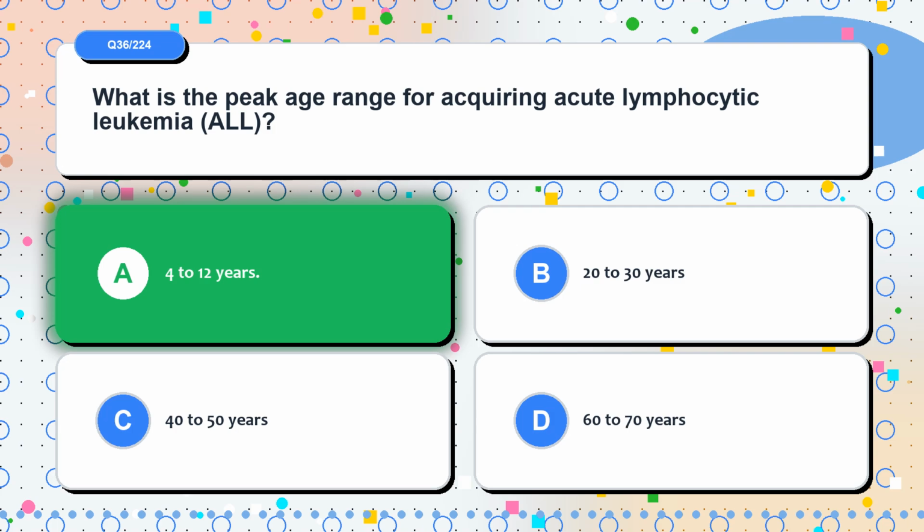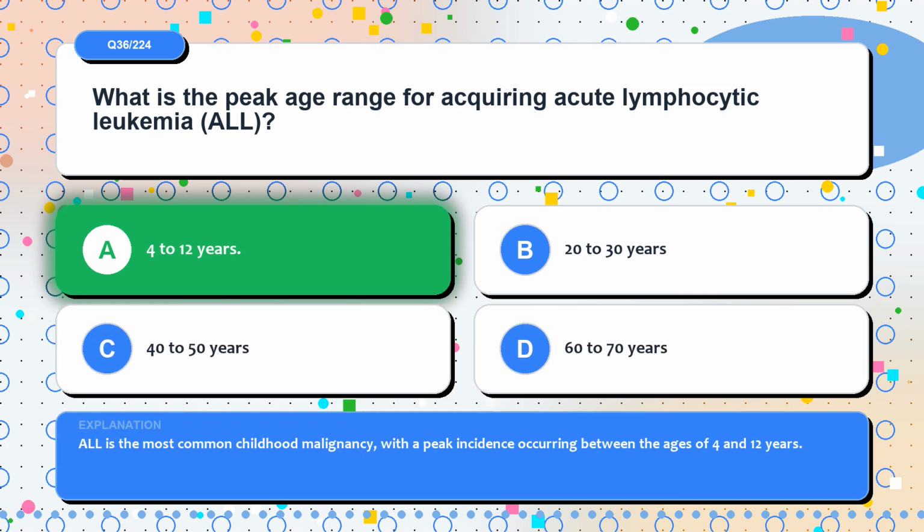The correct answer is option A. 4 to 12 years. ALL is the most common childhood malignancy, with a peak incidence occurring between the ages of 4 and 12 years.